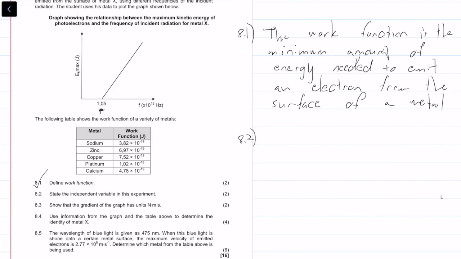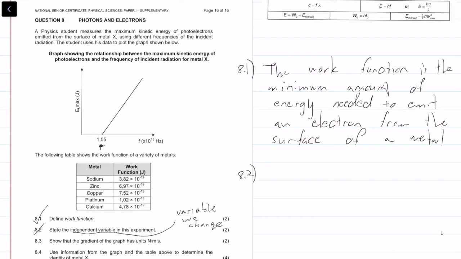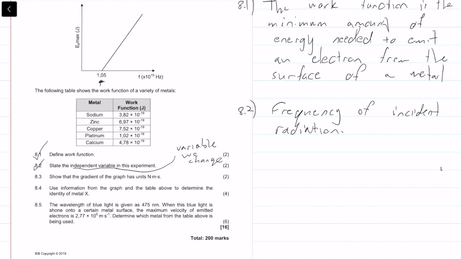8.2, state the independent variable. An easy way to remember it: it is the variable we change. In this case, it is using different frequencies of incident radiation. So the answer is in the question: the frequency of incident radiation. That is our independent variable, and another 2 free marks.